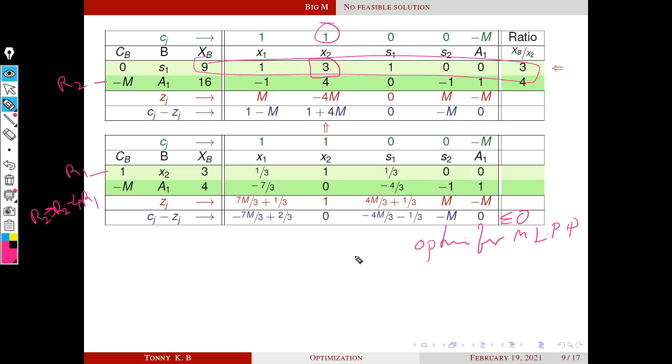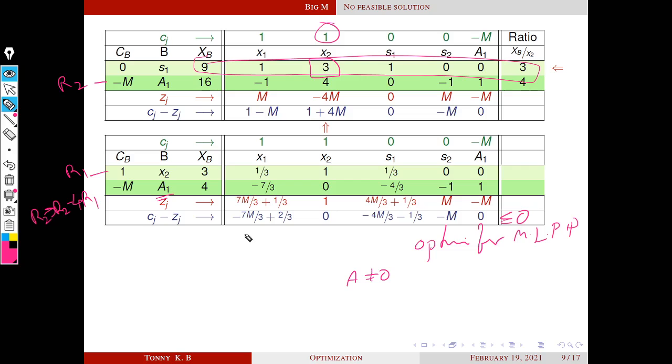No, because it contains an artificial variable with a non-zero level. That is very important. Suppose instead of 4, this entry is 0. Then there is no problem. The artificial variable is in the basis, it's okay, but its value is 0. Then this table is optimum for the original LPP. But this is not the case. Here the artificial variable is in the basis at a non-zero level. So this is not an optimum table for the original LPP.